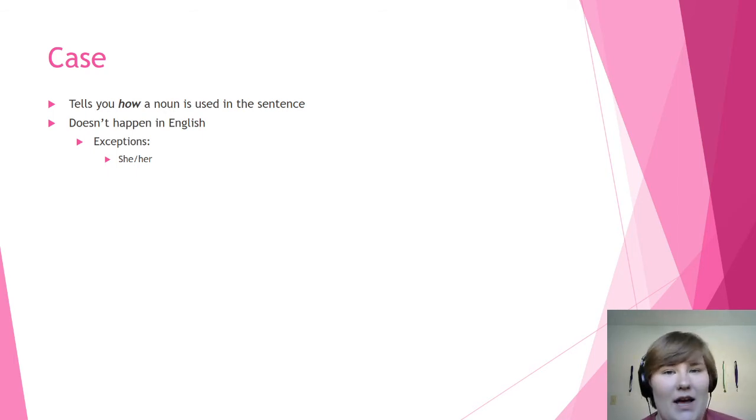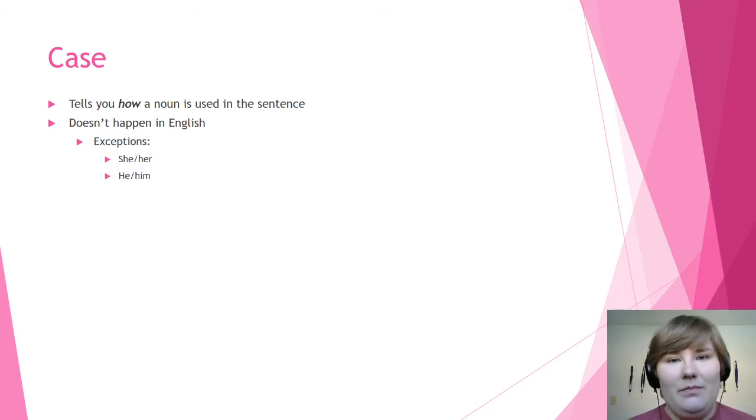You wouldn't say, I love she. You would say, I love her. Her is going to be used in other instances, like when it's a direct object. That's a function of case. We don't do it a ton in English, but things like he, him, they, them, even who, whom fall into these exceptions.